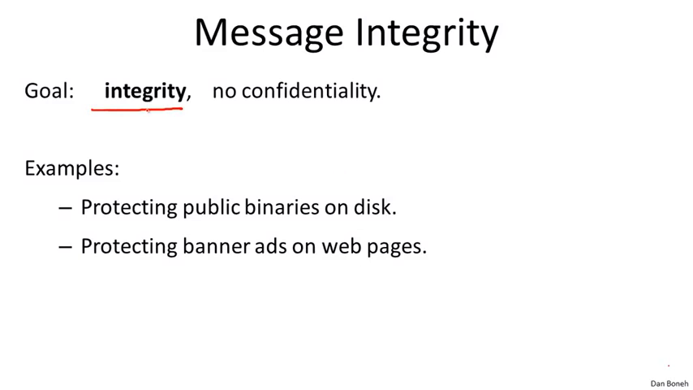For example, you can think of operating system files on your disk. Say if you're using Windows, all the Windows operating system files on disk are not confidential. They're public and known to the world, but it is quite important to make sure that they're not modified by a virus or some malware. That's an example where you want to provide integrity, but you don't care about confidentiality.